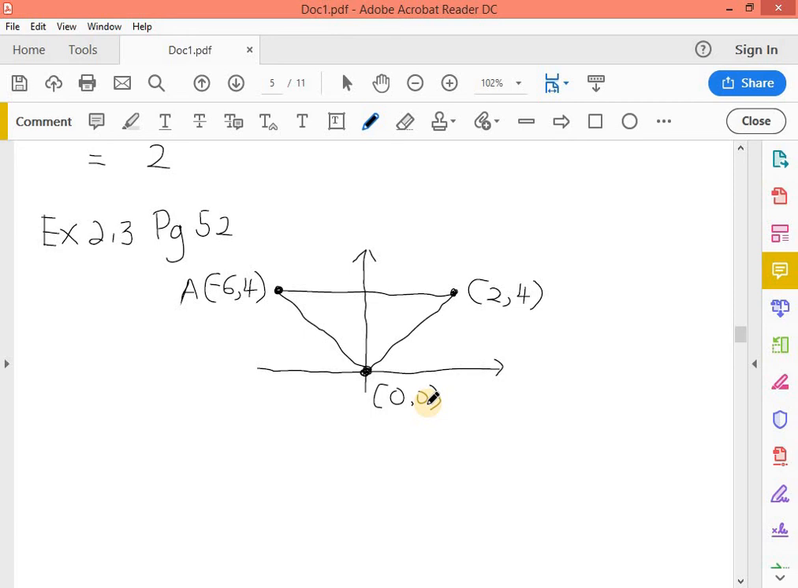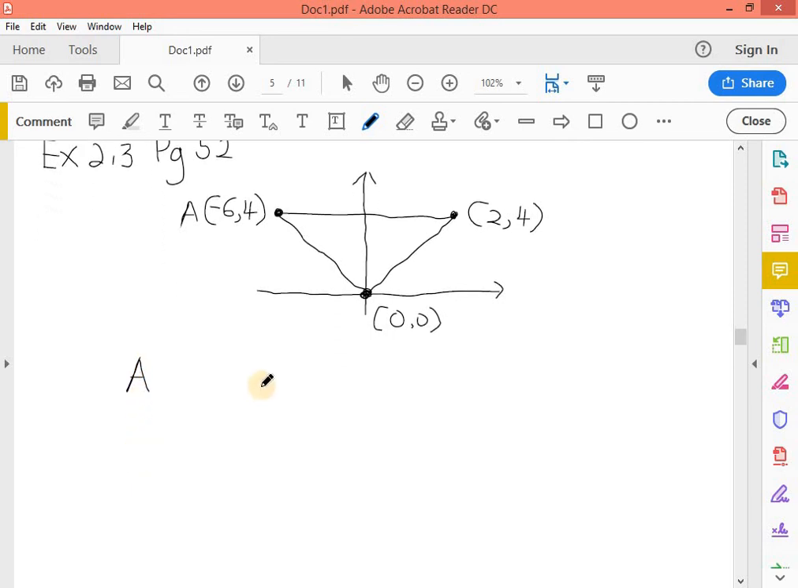Oh no, this is another question. For A, after we sketch it, we have to find the area of region R by using double integral. So it means now we have to find the area of this triangle. So what is the equation to find the area? You have to remember this one.